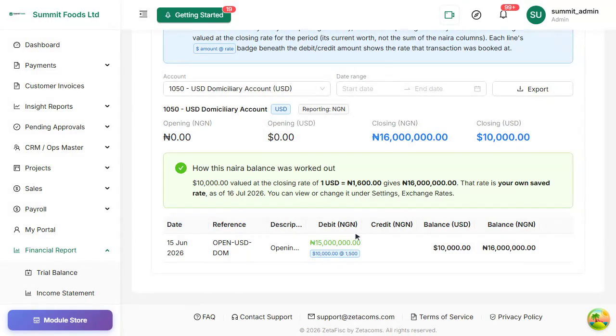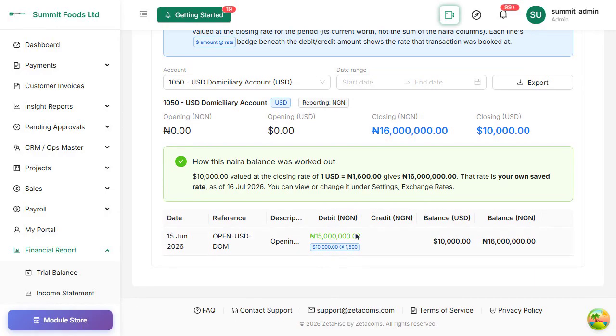And ZetaFisc shows you exactly how that naira figure is reached. Your $10,000 are valued at the closing rate of $1 to 1,600 naira, which gives 16 million. It even tells you where the rate came from. This one is your own saved rate, as of today. That rate comes from the foreign currency rate screen we looked at earlier, either the official rate you set yourself, or the live feed if you have not set one. So you always know exactly what rate produced the balance.